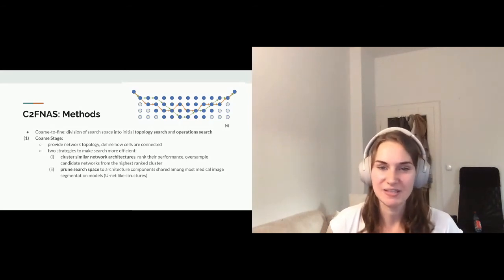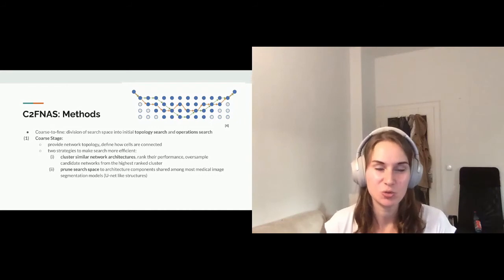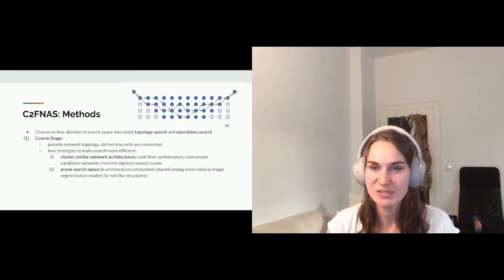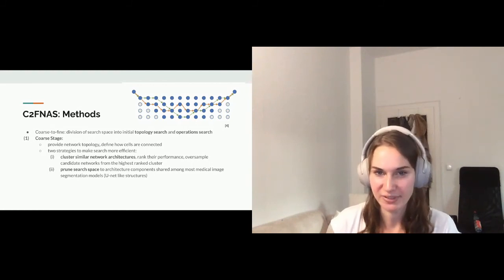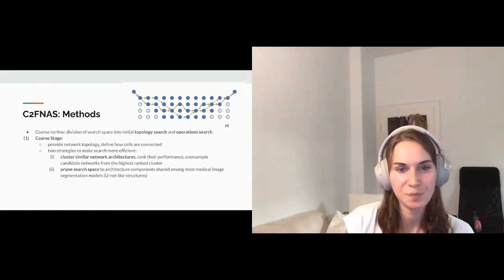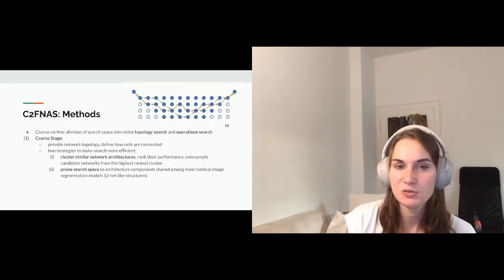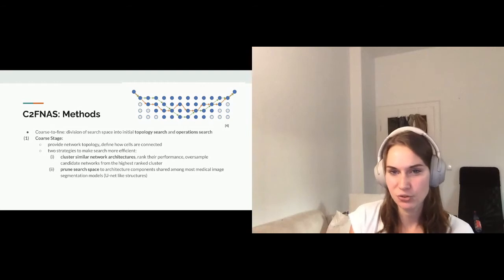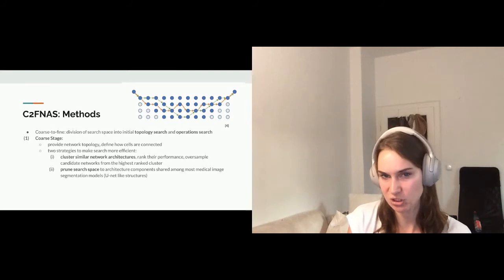But that's the point at this stage. We're trying to limit the search space, so there might be some loss of really fancy combinations that we never even discover, but that's essentially the point here in this stage. And then the other strategy they use, which they can only use because they're doing medical image segmentation, is they prune it to certain architecture components that are shared among most medical image segmentation models.